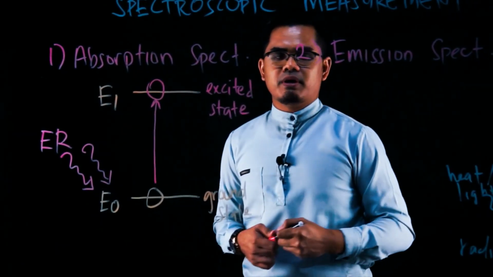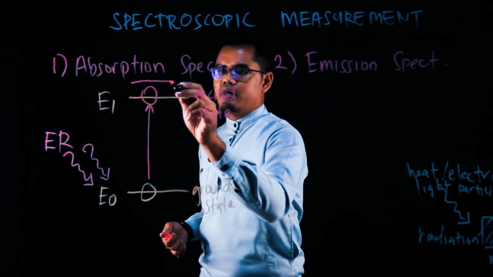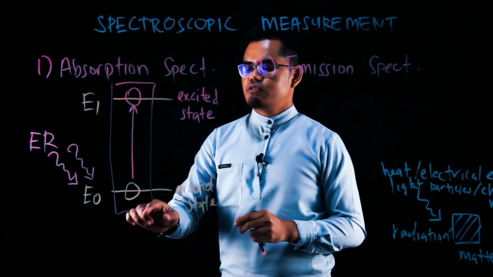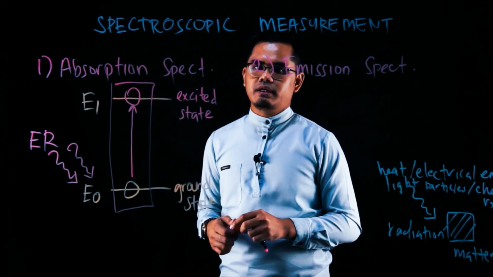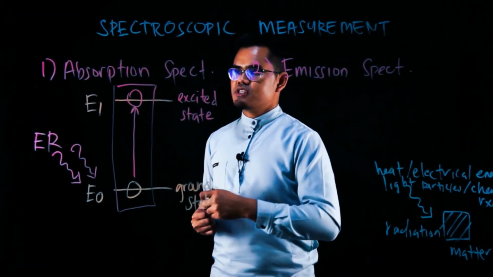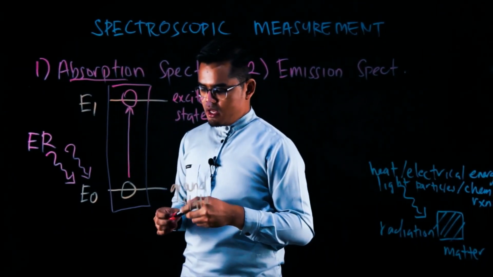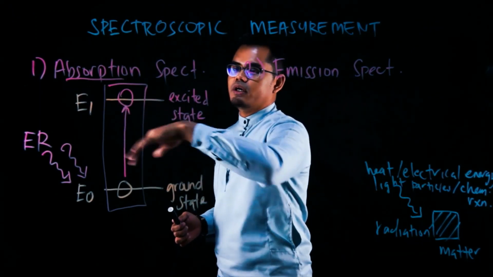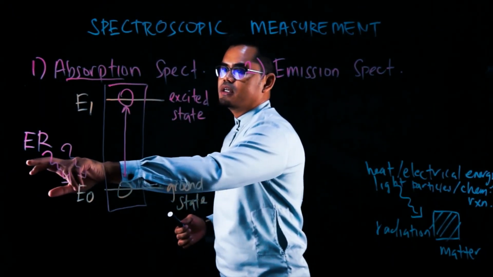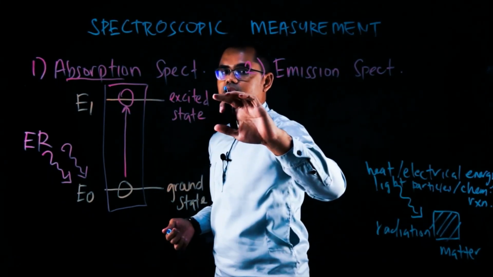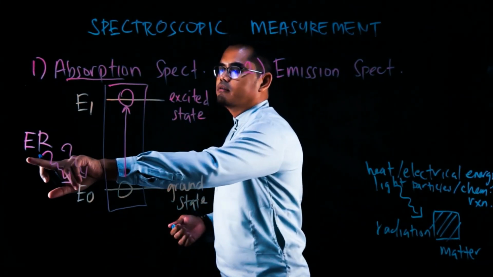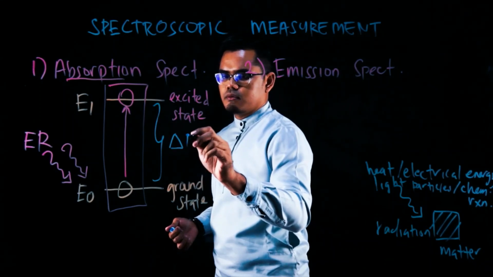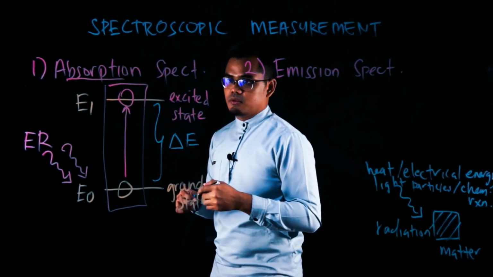The information about the sample can be obtained by measuring the amount of electromagnetic radiation absorbed as a result of excitation from ground state to excited state. This process is known as absorption spectroscopy. But one thing you need to remember: absorption can only occur if the radiation's energy matches the difference between two energy levels, or delta E. Then the absorption is possible.